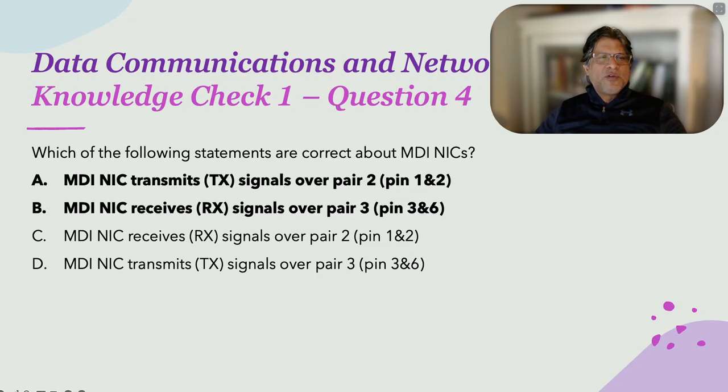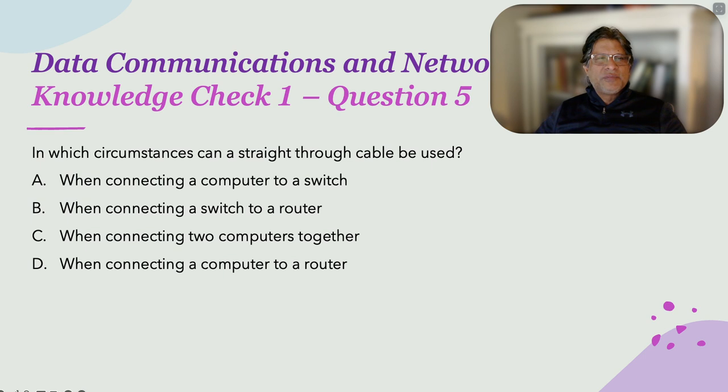And the answer is as follows, A and B. So MDI NICs transmit signals over pair 2, which is pins 1 and 2, and MDI NICs receive signals over pair 3, which is pins 3 and 6. Okay, let's go on to question number 5.